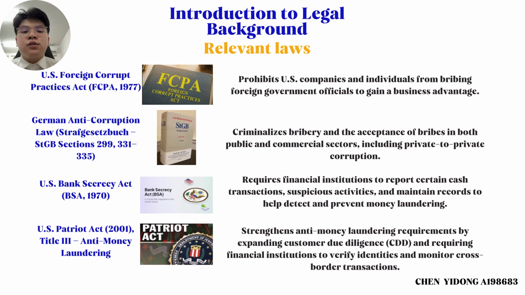The fourth law is the U.S. Patriot Act, passed after 9/11. This law helps fight terrorism as it asks banks to check who their customers are. This is called customer due diligence, or CDD. It also asks banks to watch cross-border money to see if it's used for crime or terrorism.